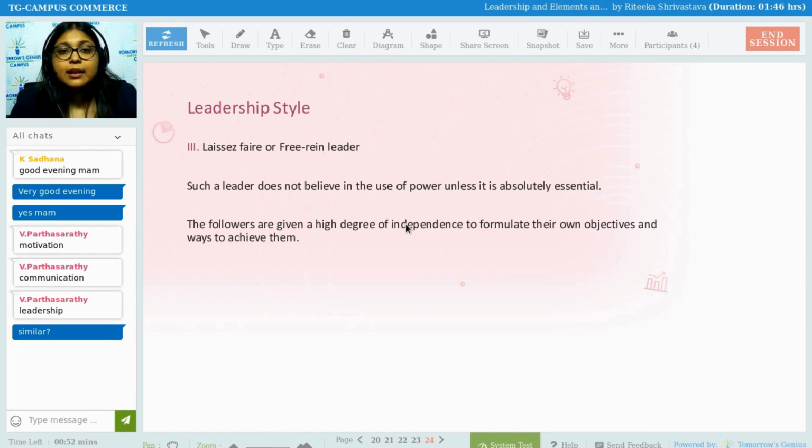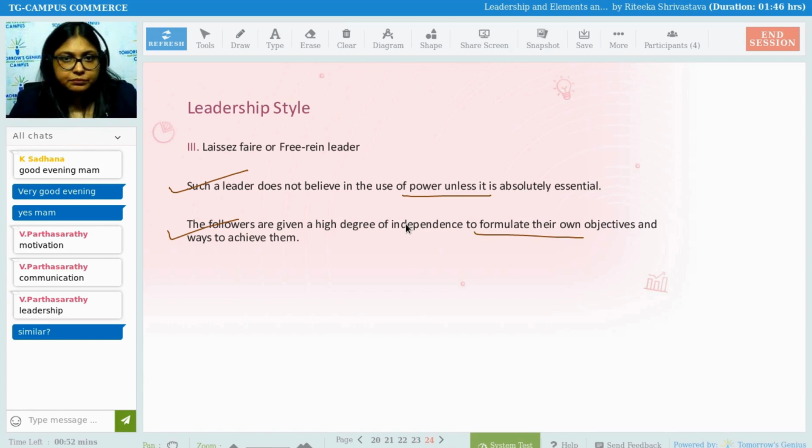Third style is laissez-faire or free rein leader. Every leadership style has an alternative name. Okay, autocratic, authoritarian. Second was democratic, participative. Third is laissez-faire or free rein leader. Such a leader does not believe in the use of power unless it is absolutely essential. Followers are given a high degree of independence to formulate their own objectives and ways to achieve them.